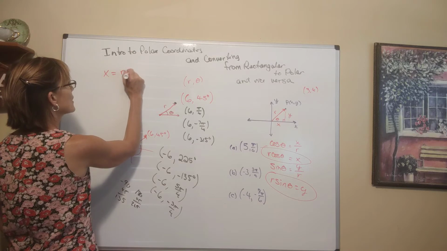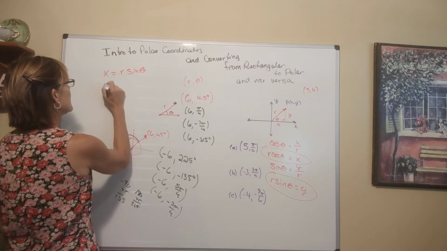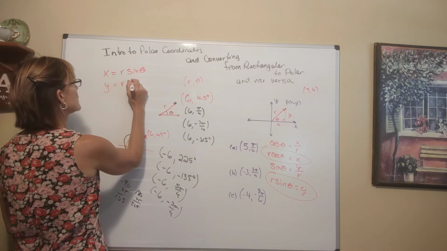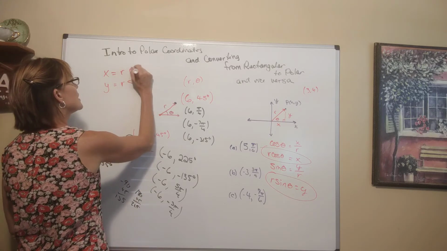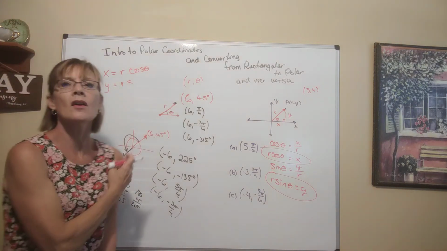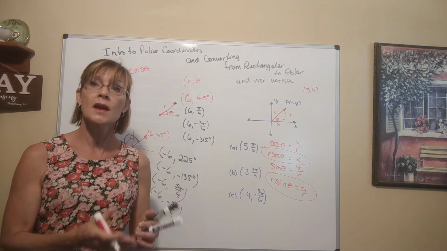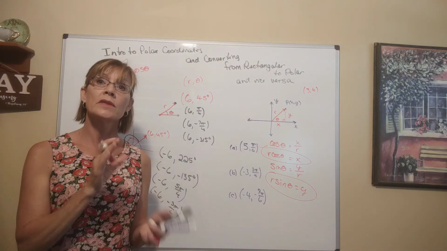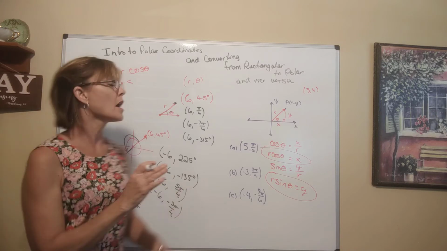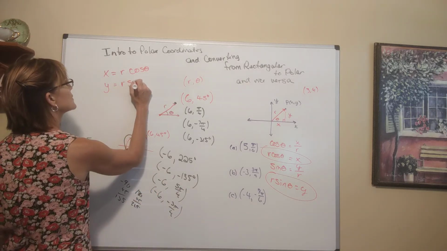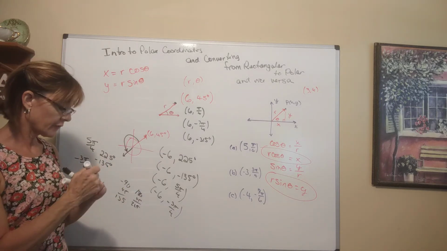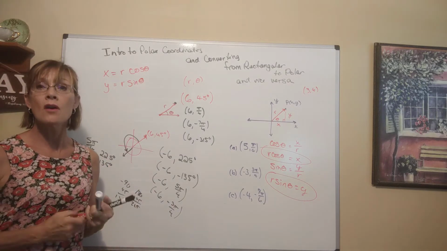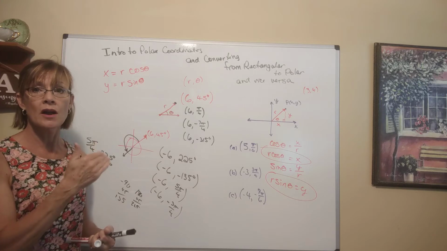X is equal to r times the sine of theta, and y is equal to r, I'm sorry, got that wrong. X is r cosine theta. And again, this is not that hard because all through the course, we've been associating cosine with x and sine with y. Y is equal to r times the sine of theta. Okay, that is how we can get back and forth if we're given r and theta and we want to find x and y.